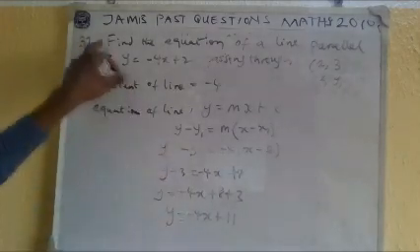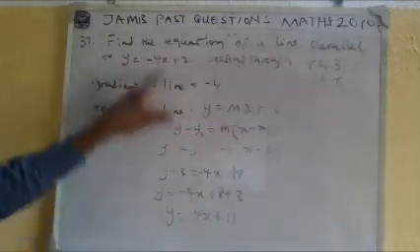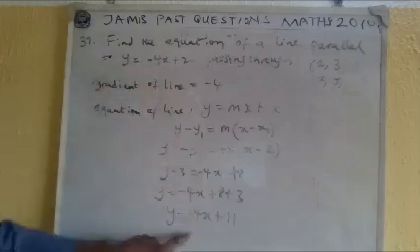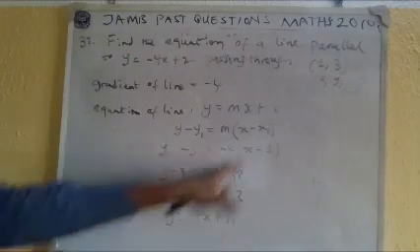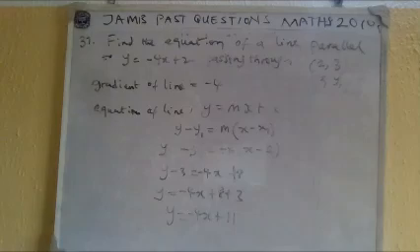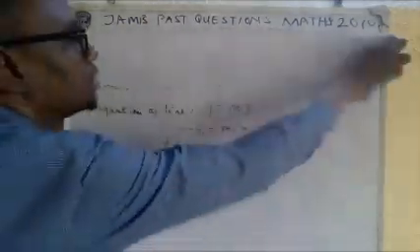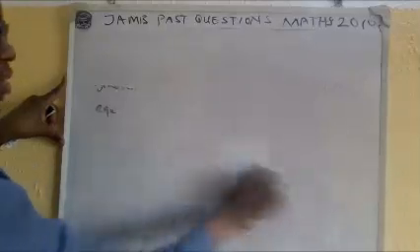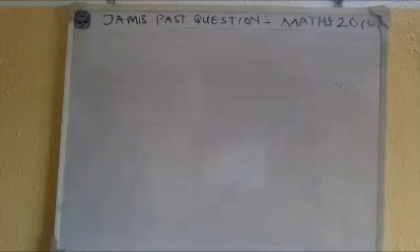This is the equation of the line parallel to this. So this one and this one, they are parallel. See, they have the same gradients, but this point has made the two lines different. Okay. So let's move on to number 38.